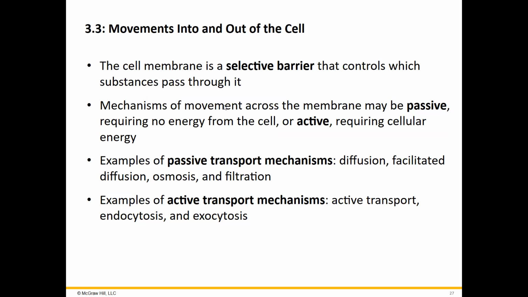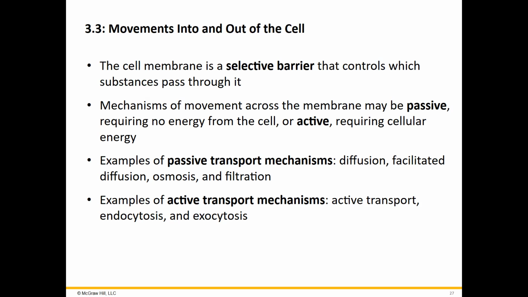All right, how do things move in and out of the cell? So remember, the cell membrane is a selective barrier, which means it can control what passes through it. Mechanisms of movement through that barrier happen in two ways. It can be passive, meaning that no energy or ATP needs to be spent in order to do it, or it can be active, which means we have to spend ATP to do it. What's the difference between the two?